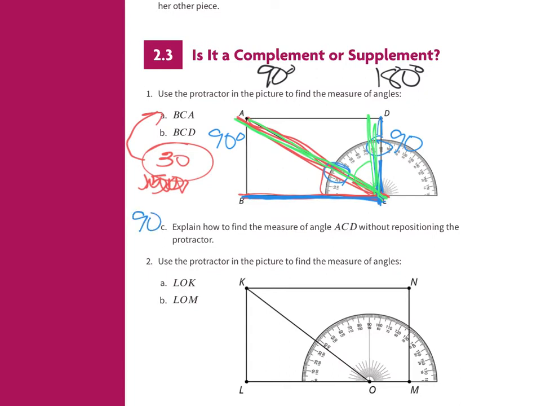We know the small red angle is 30 degrees. So to find the green one, we're just going to subtract 90 minus 30, and we get 60. Okay?